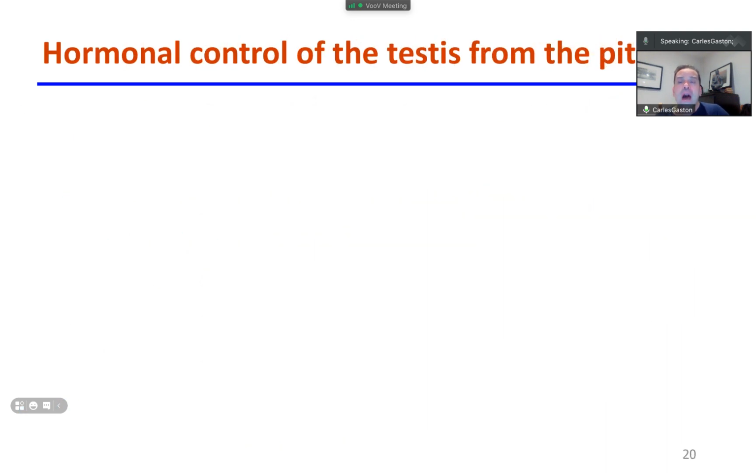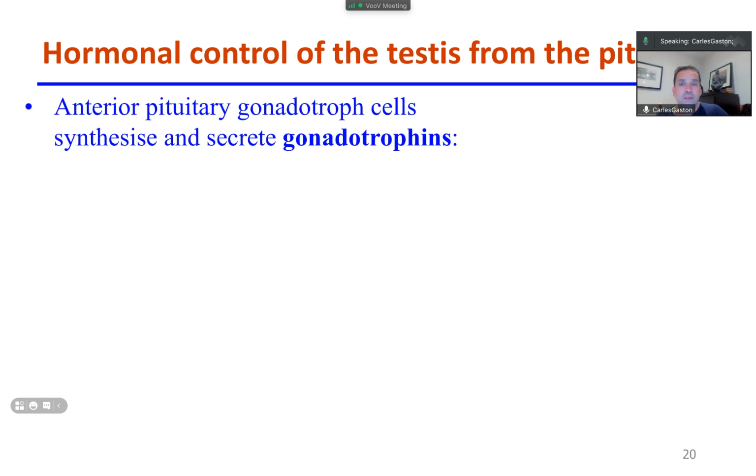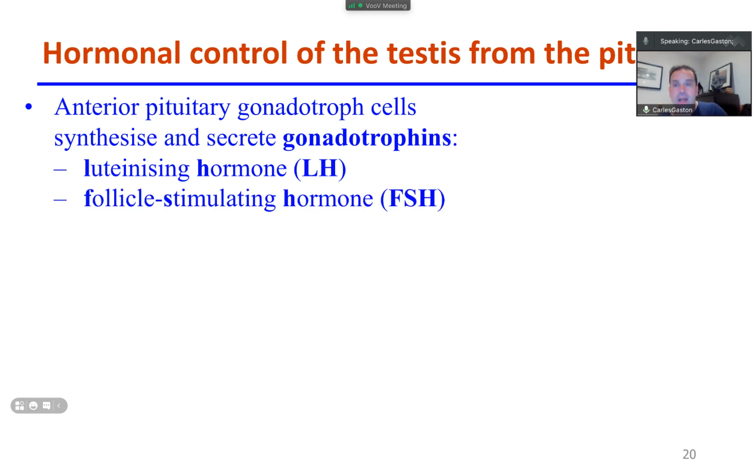So how about the hormonal control of the testes from the pituitary? The anterior pituitary secretes gonadotrophins from the gonadotrophic cells. These are two main hormones. One is the luteinizing hormone, and the second is the follicle stimulating hormone.